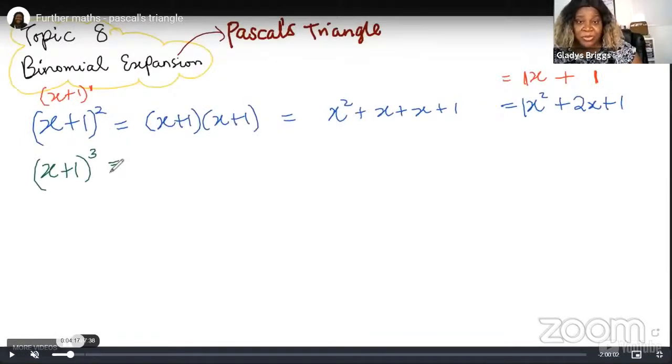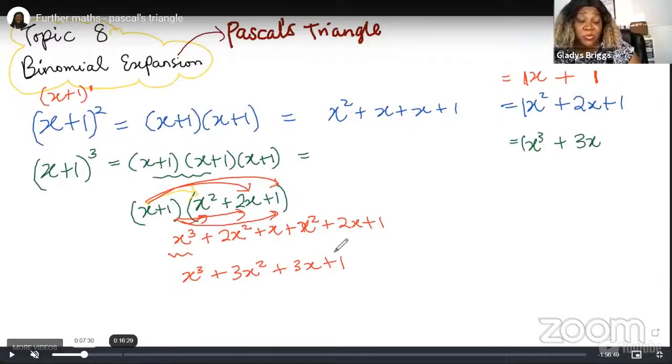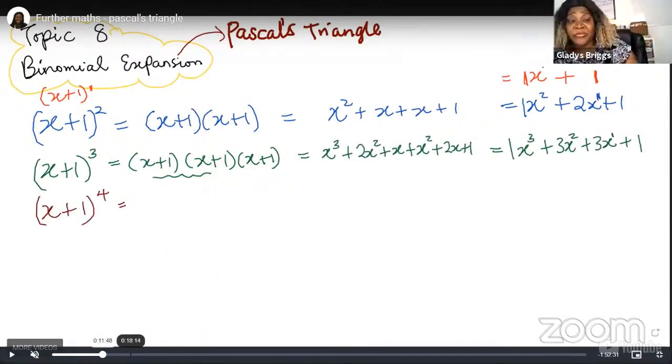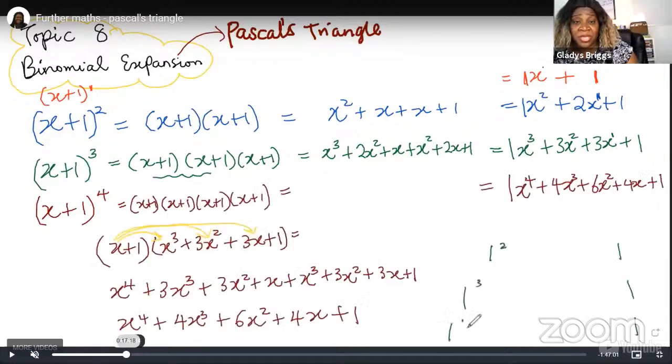Okay, I told you about the expansion of x plus 1, x plus 1 squared, x plus 1 cubed, and how complex it can become if you have x plus 1 to the power of 5, 6, 7, 8, 9, 10. We definitely can't do them. So we use the Pascal's triangle to help us.